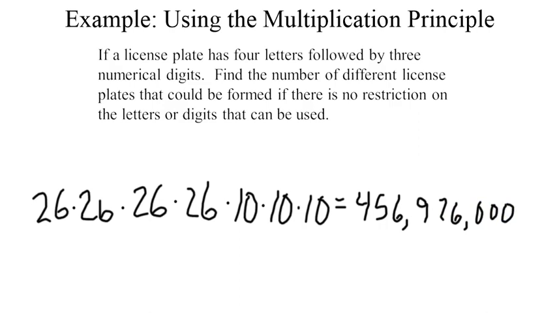So if we have a license plate where the first 4 characters are going to be letters and the last 3 are going to be digits, there's 456,976,000 possible license plates that could be created.